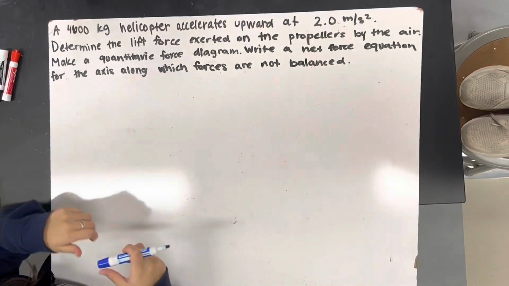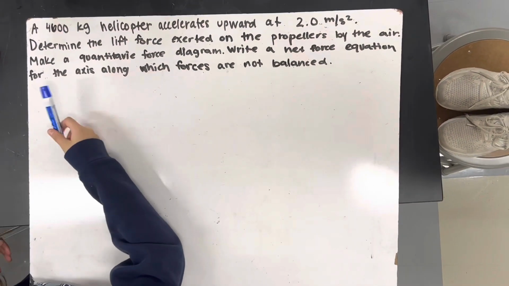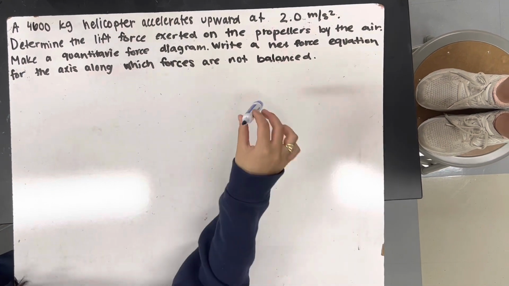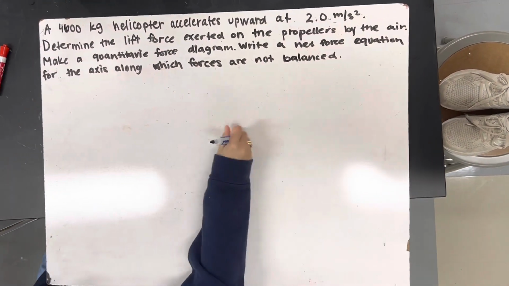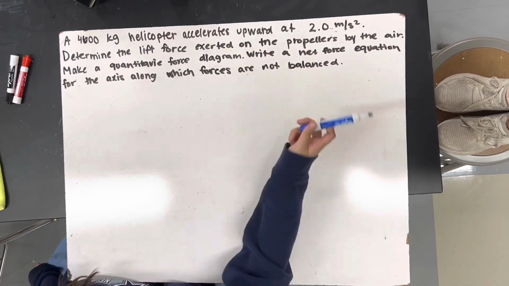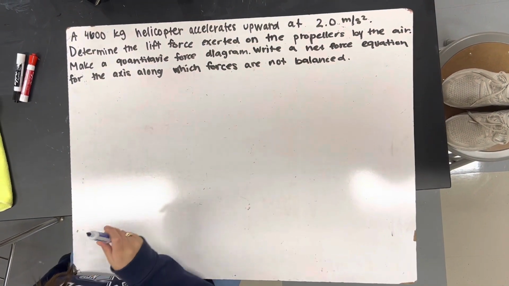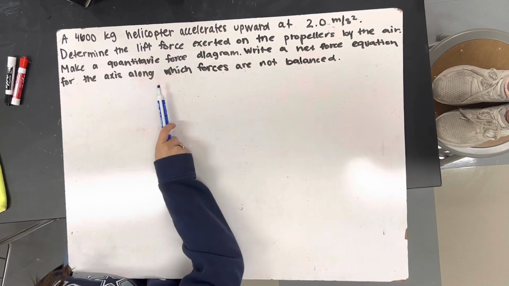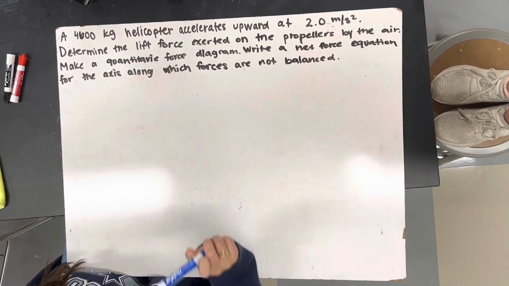We're going to do a problem now. A 4,600 kilogram helicopter accelerates upward at 2 meters per second squared. Determine the lift force exerted on the propellers by the air. Make a quantitative force diagram. Write a net force equation for the axis along which forces are not balanced.